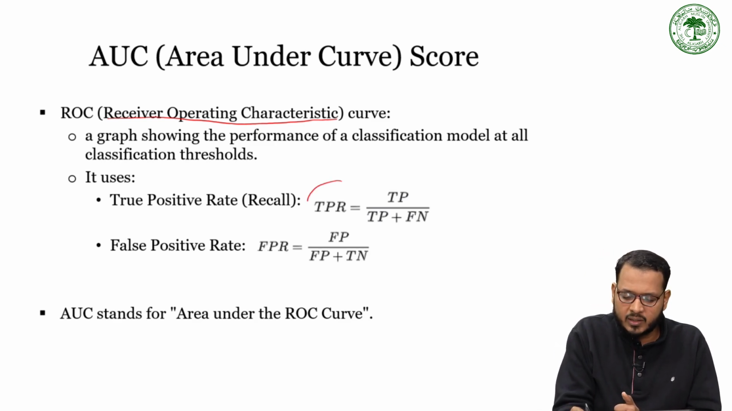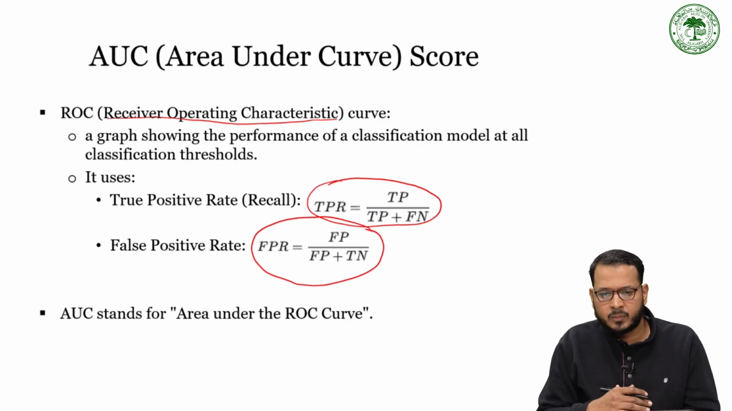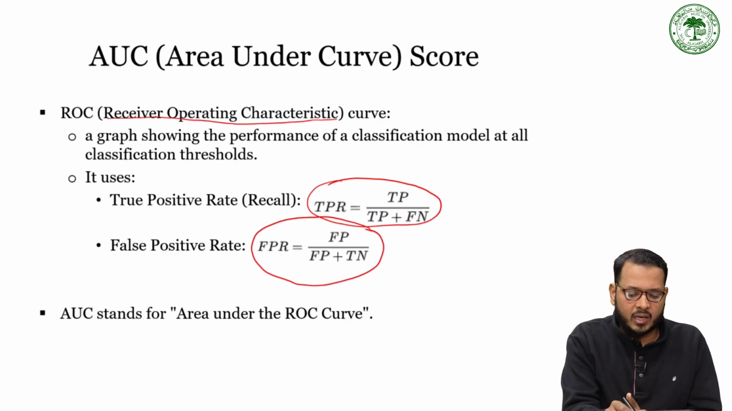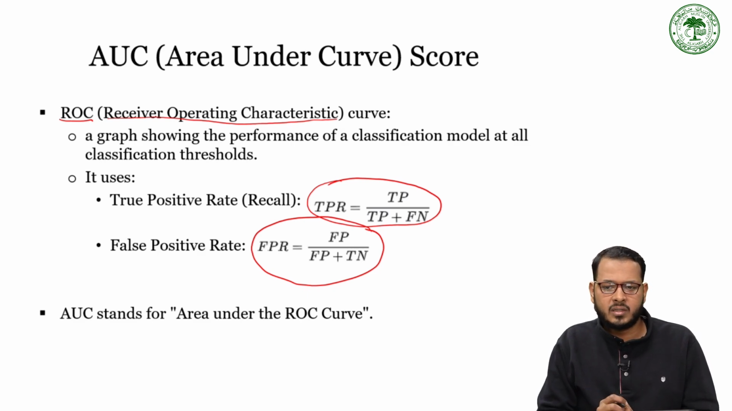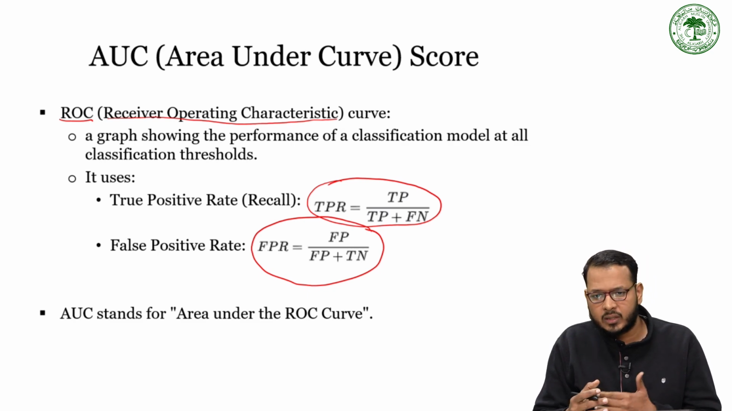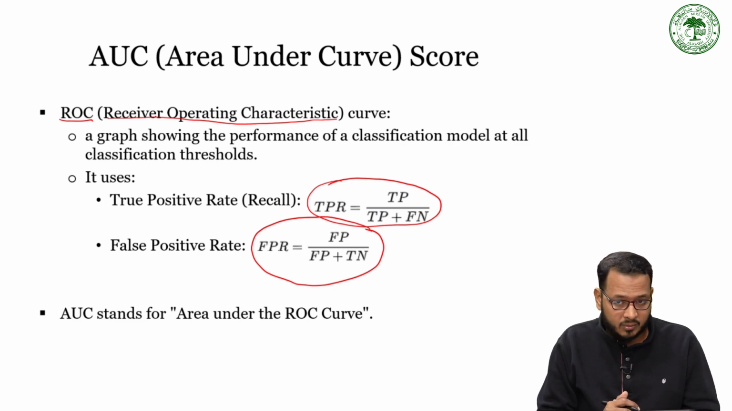So the false positive rate is calculated like this. The true positive rate is calculated like this. Then we plot them, and plotting them gives us the ROC curve. And the area under this curve is called the AUC score. The value of AUC varies between 0 and 1, and an AUC score of 1 indicates a perfect model that captures the positive and negative classes for all possible classification thresholds.